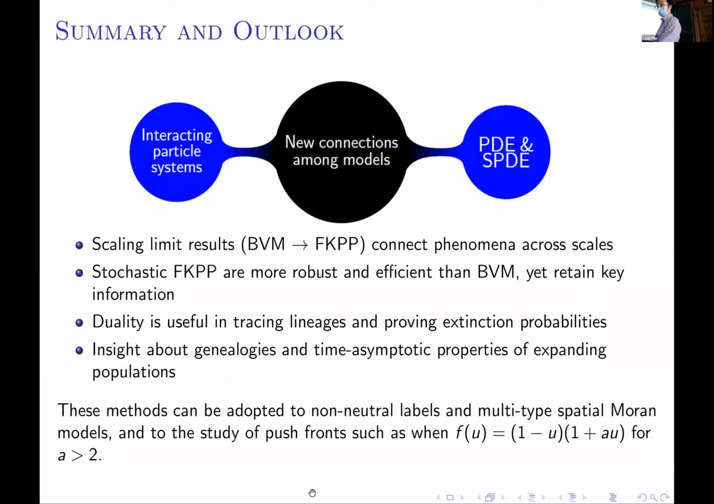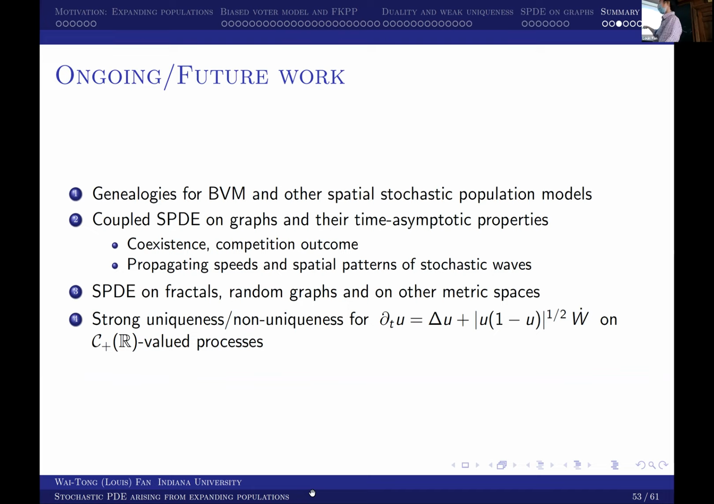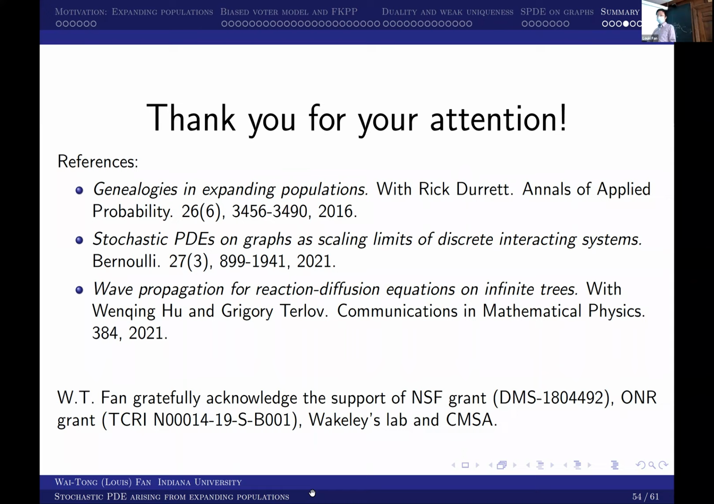So this is a recent result and some ongoing work. We still want to understand the genealogy. Just one lineage is not enough. We want to look at coalescence time and the tree. But let me stop here. So the three papers I mentioned briefly are in here. And I greatly acknowledge the support of NSF, Wenner-Gren, and also John Wickley and CMSA. Thank you.